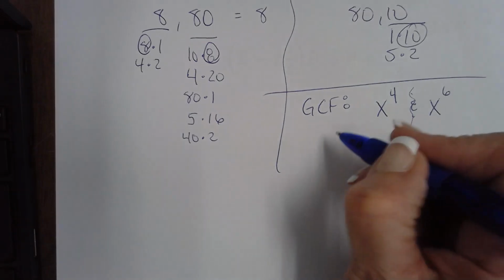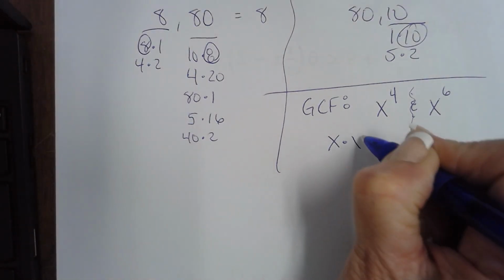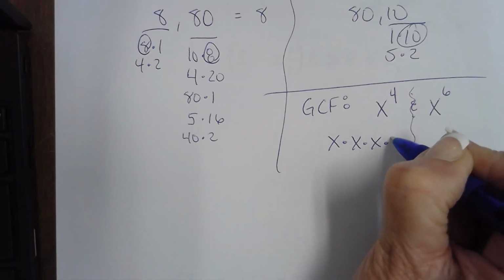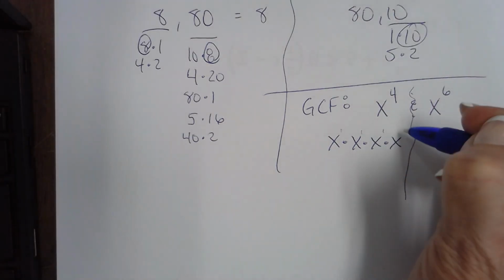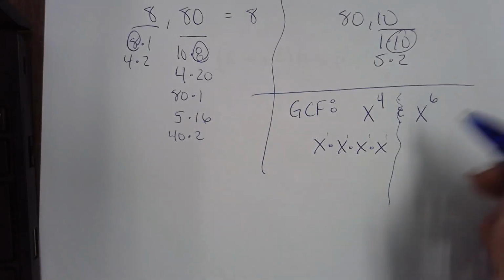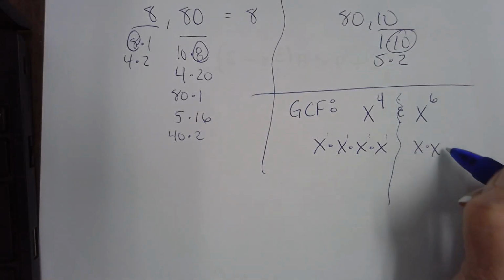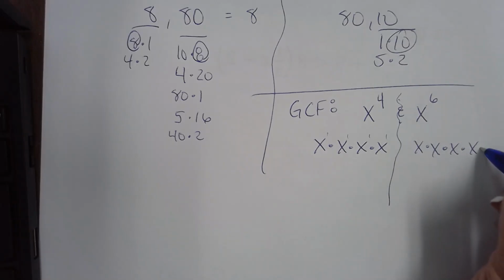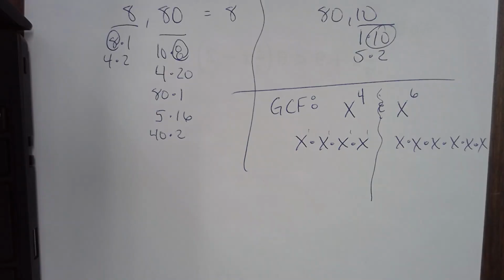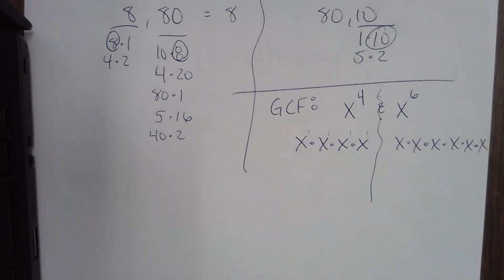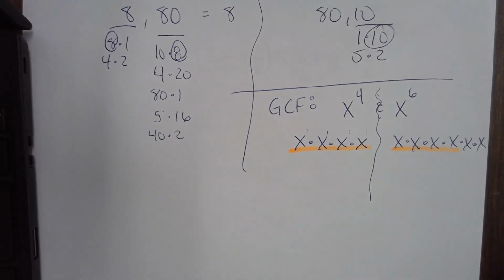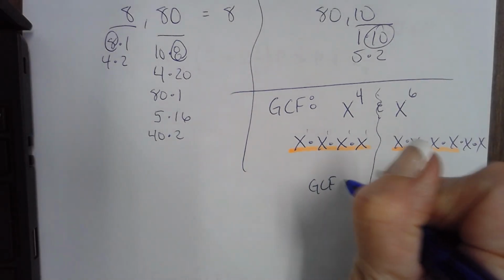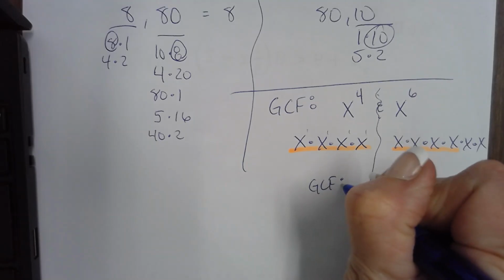Y'all, x to the 4th can be broken down as x times x times x times x. Remember, you add powers. So that's x to the 4th. X to the 6th is x times x times x times x times x times x. Now, how many of them do they have in common? 4 and 4. So the greatest common factor is x to the 4th power.